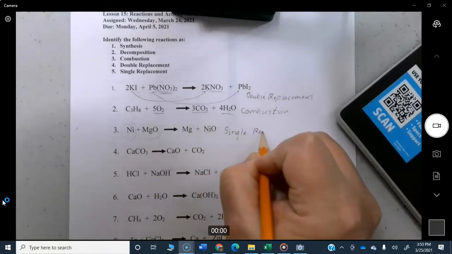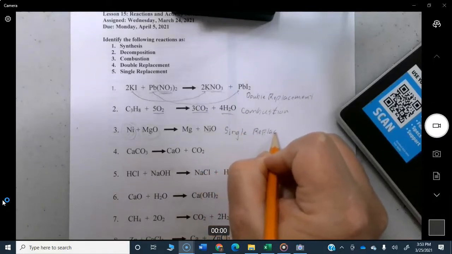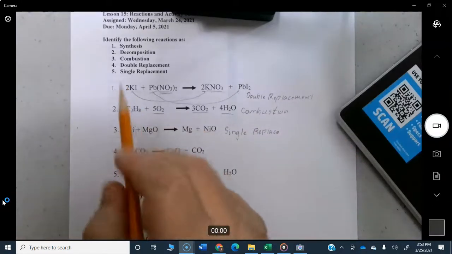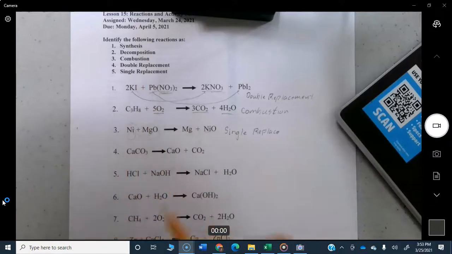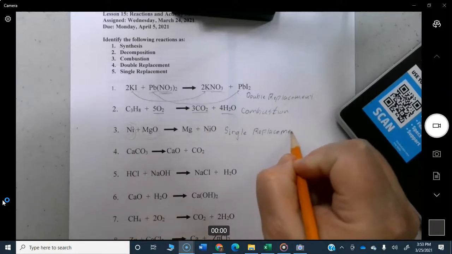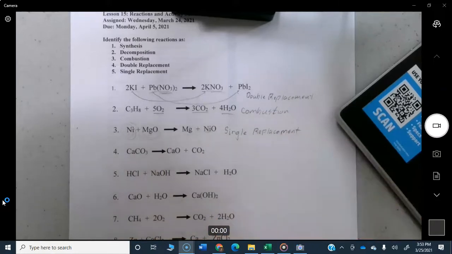And I don't think these are too hard, so I'm going to let you go ahead and classify the rest of them. Again, you have to watch the instruction video to know what these names mean and to understand this. So go ahead and just, like I'm doing right here, no complete sentences, just write the answer right next to the equation, and that's it.